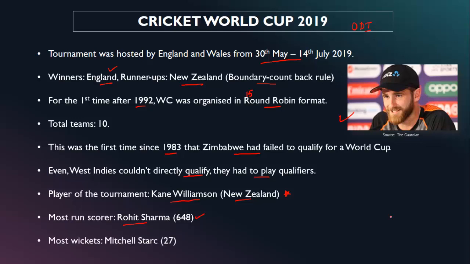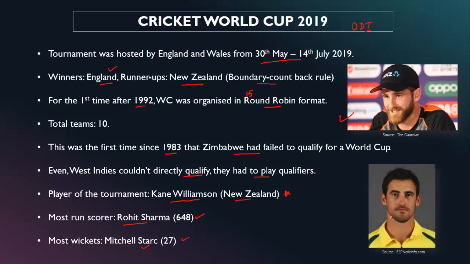And the last thing, most wickets were taken by Mitchell Starc. He's from Australia and he took 27 wickets in this tournament. So he is Mitchell Starc. And guys, you might remember that India was knocked out in the semi-finals against New Zealand. So we reached the semi-final, but we could not defeat New Zealand in the semi-finals and we were eliminated. Okay, so that's all about Cricket World Cup 2019.